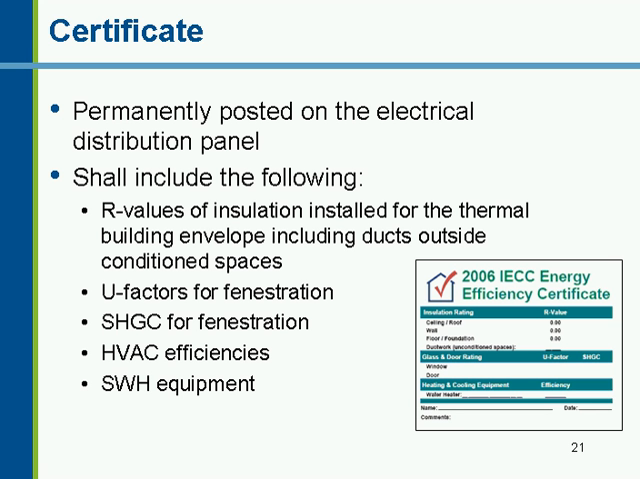This panel certificate, the code requires some certain information beyond this panel certificate. R values of insulation that are installed and the exterior thermal building envelope should be shown on this certificate. The U factors of your fenestration, the solar heat gain coefficient, your HVAC efficiencies, and service water heating. And where is this certificate supposed to be installed? On the electrical distribution panel. These requirements come in the 2006, and this certificate is an option to be printed within REScheck.